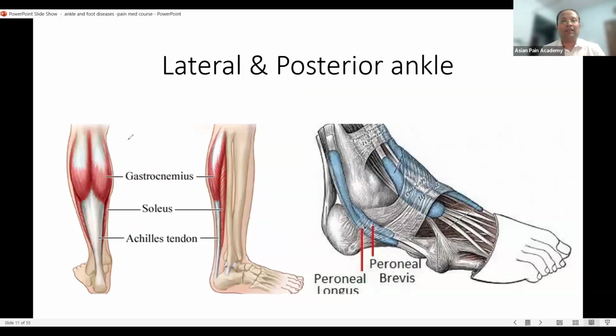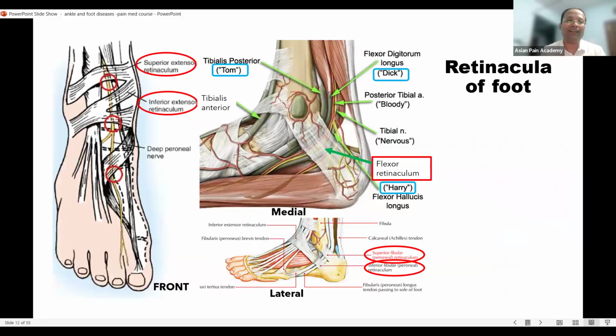That's it. Lateral and posterior side is very easy. So lateral side, peroneus longus and brevis, and posterior side is gastrocnemius and soleus. Of course, between gastrocnemius and soleus there is another tendon, that is plantaris, but we don't need that.